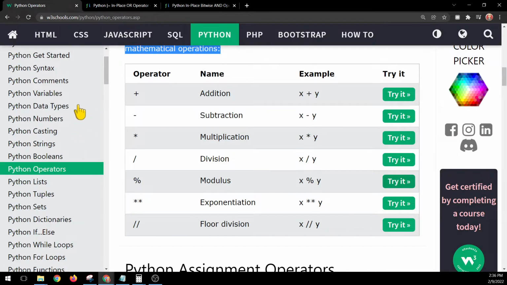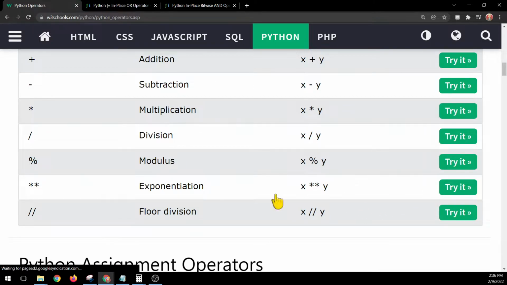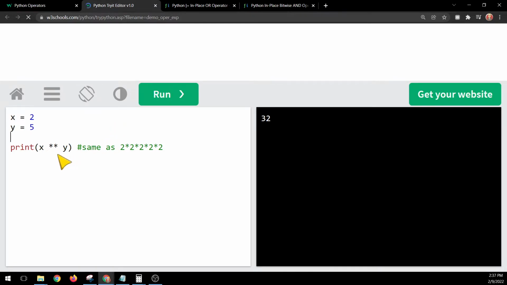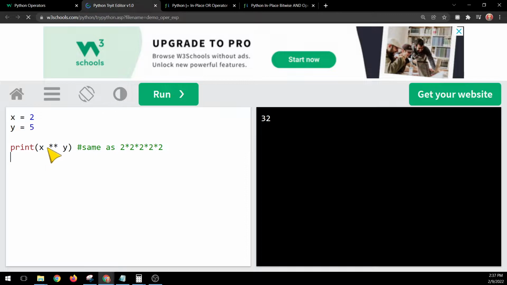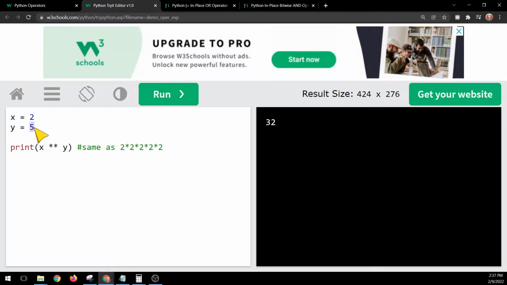Let's try the next one, exponentiation. That's just, you know, to the power of. It says here, these two multiplication signs, or two stars, is the same as 2 to the power of 5. Let's run that. And just to simplify it, let's say 3. So it would be the same as 2 to the power of 3, basically the same as 2 times 2 times 2. So we should get 8 here.